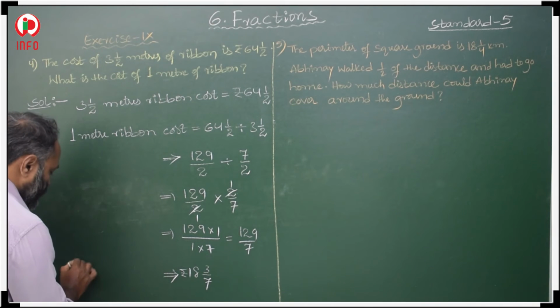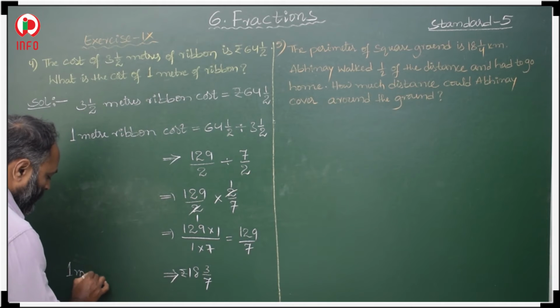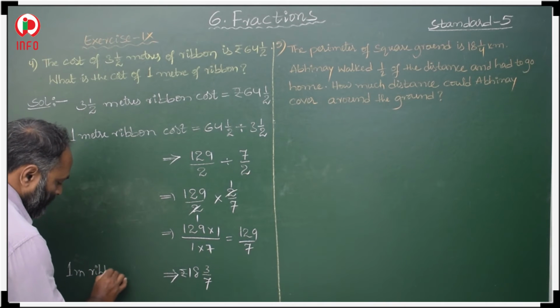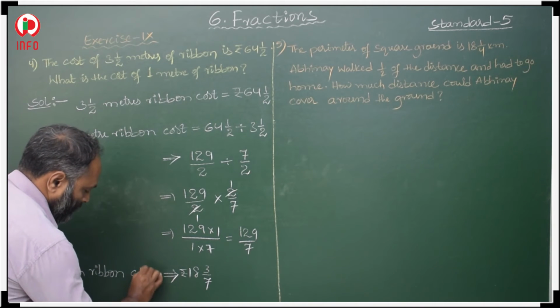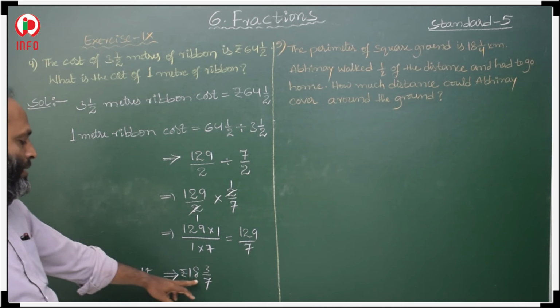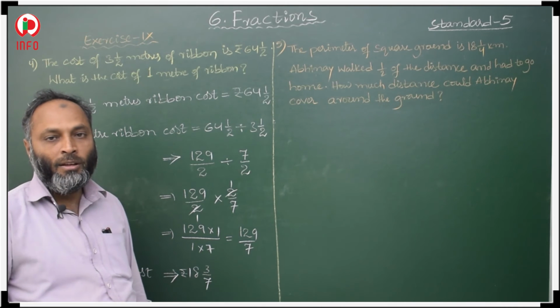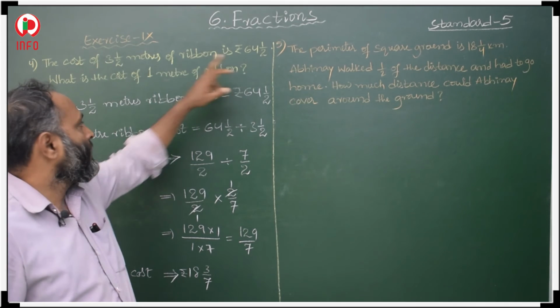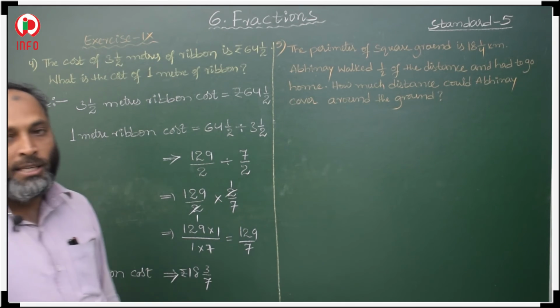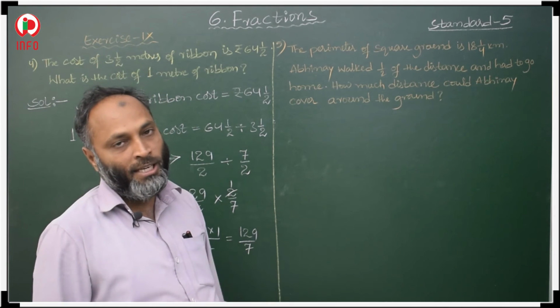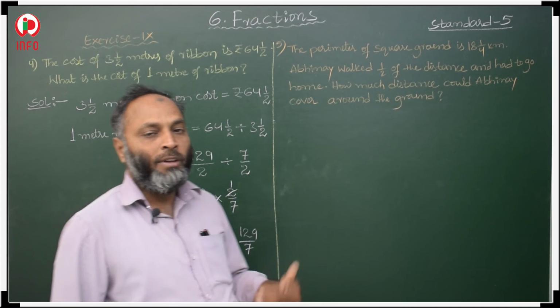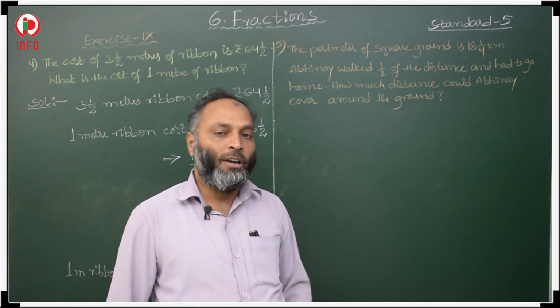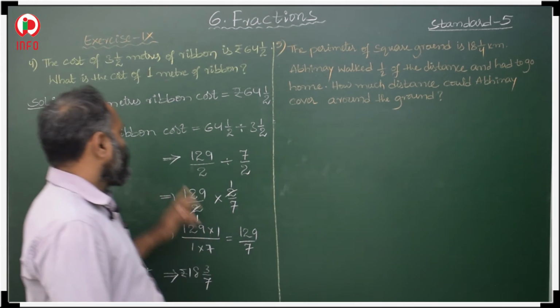The 1 meter ribbon cost. Now, the 1 meter ribbon cost, how much? Rupees 18 3 by 7. Okay. So first, what he has given is the cost of 3 1 by 2 meters of ribbon. He is asking for the cost of 1 meter of ribbon. So he has given more, and he is asking for 1 unit. So whenever he is asking for the unit, then we have to divide. So then the steps.